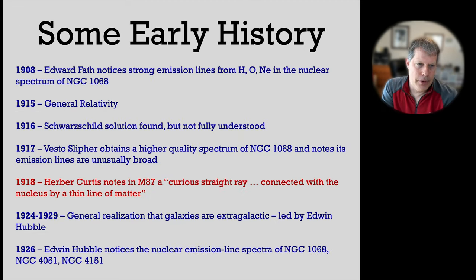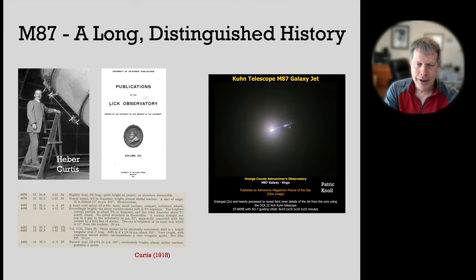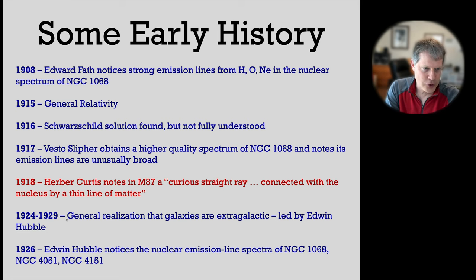Okay, so another point I want to mention: Heber Curtis noticed this in 1918, but you have to understand the historical context by looking at these other events. You have to remember, back in 1918, we still didn't really have a proper understanding that galaxies in general were extragalactic objects, that we live in a galaxy and there are many other such galaxies out there in the universe. That really wasn't appreciated until Edwin Hubble's work around 1924 to 1929. And also, general relativity had just been finally developed in its final form in 1915, 3 years earlier.